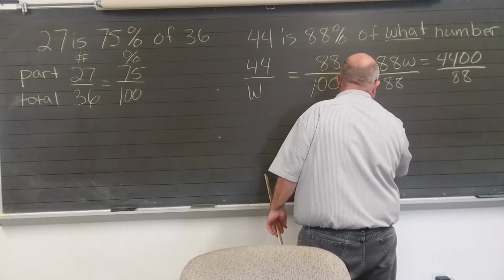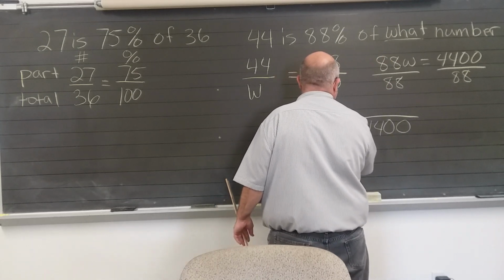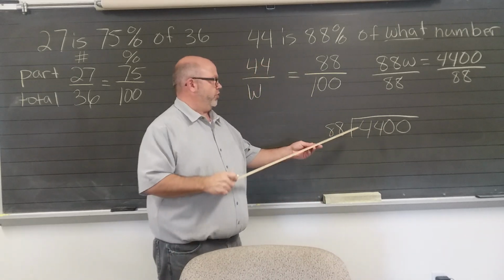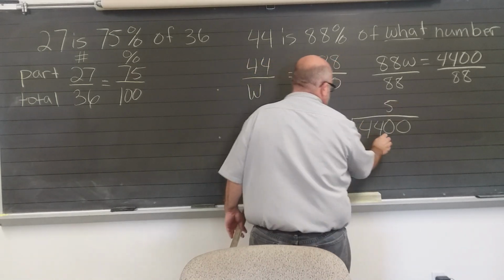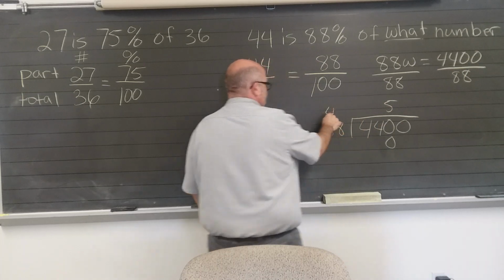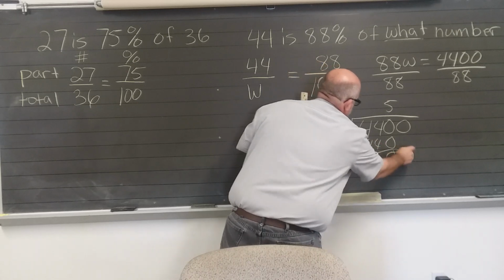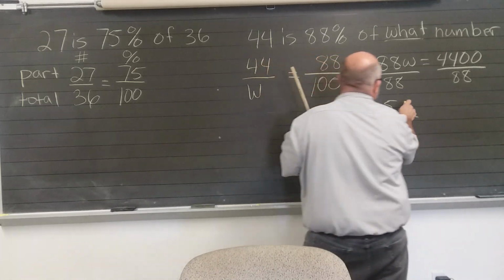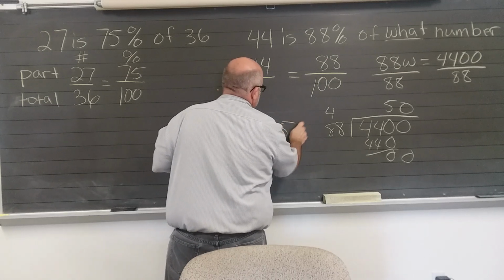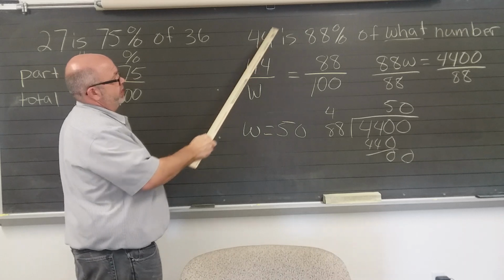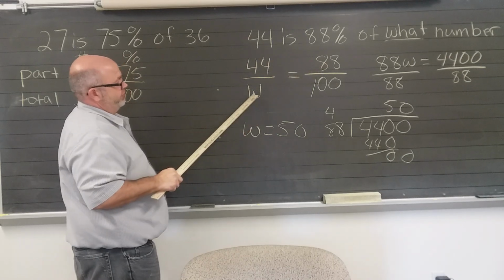Okay, so what is 4,400 divided by 88? So what's 44 divided by 8, 8 into 44 is about what? 5. 5 times 8, 40, plus 4, 44. Don't forget that you need a 0 here. So your answer, W equals 50. 44 is 88% of 50. 44 is 88% of 50.